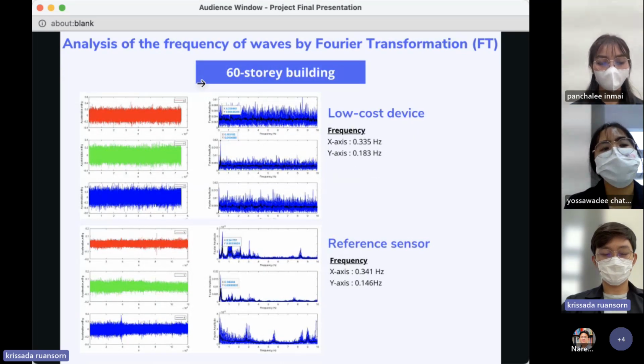This is the result of the 60-story building, with the frequency results the same between the low-cost device and the reference sensor, with frequency equal to 0.3 Hz in X axis and 0.1 Hz in Y axis. Our result indicates that the natural frequency from the low-cost device is as accurate as the result obtained from the reference sensor. So the low-cost device has enough capacity to be used to determine the natural frequency of buildings.